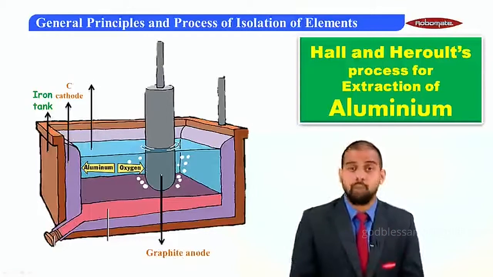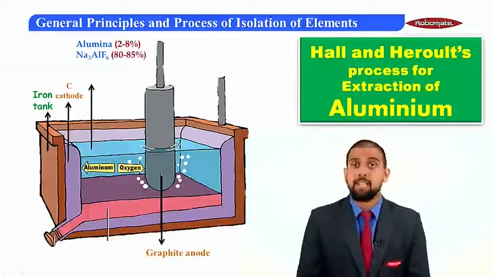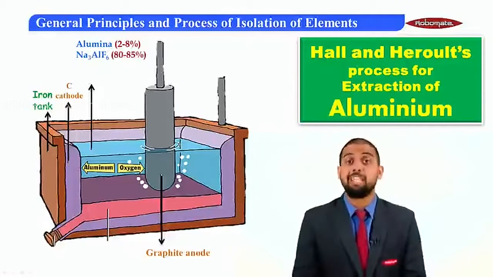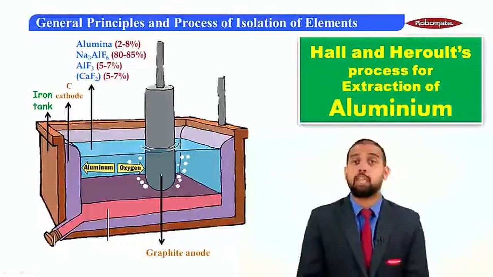There is a list of electrolyte that we need to put, which contains alumina, which is nearly 2 to 8%. The next thing is we need to add cryolite, which is 80 to 85%, and then a few percent of AlF3 and also CaF2 we need to add.